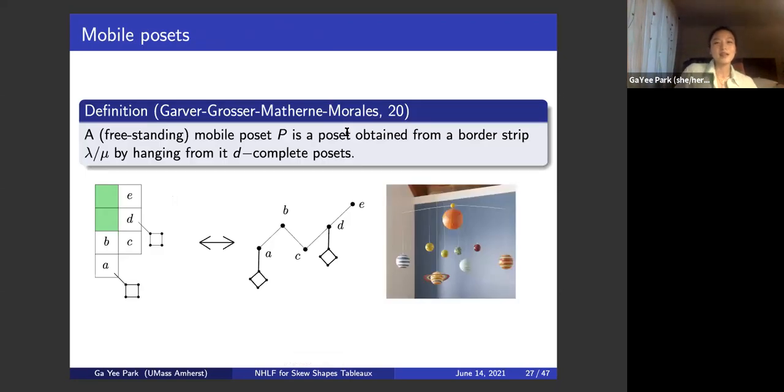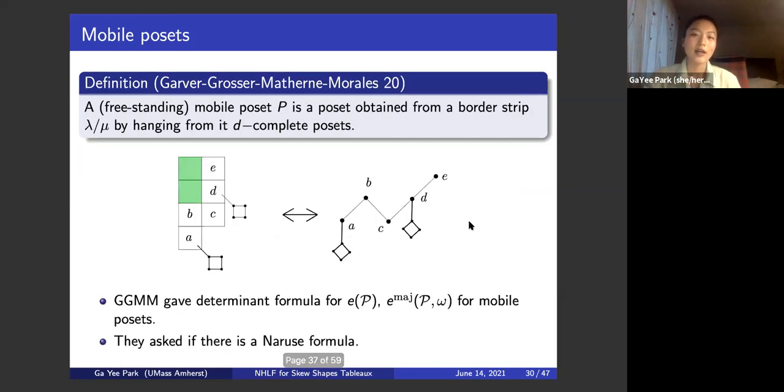All right. Mobile posets were first introduced by Garver, Mathern and Morales, and it is obtained by hanging the d-complete posets onto the border strip. So here we have this example of a mobile poset, and as you can see, it resembles this toy mobile here on the right. So we have a mathematical toy mobile. When they introduced this family of posets, they came up with a determinant formula for the number of linear extensions and also for its q-analog as well. And they asked if there is a Naruse formula for this type of posets.